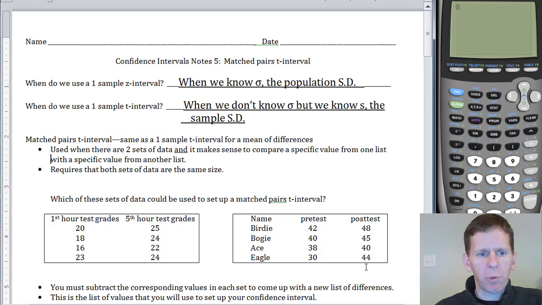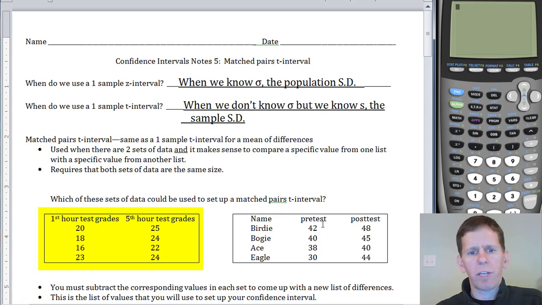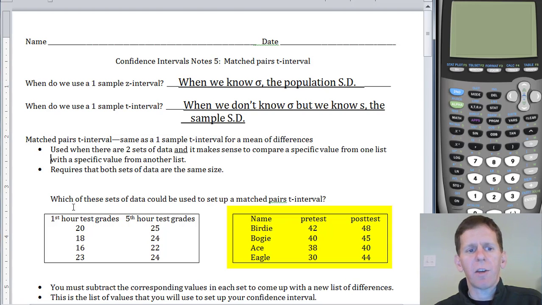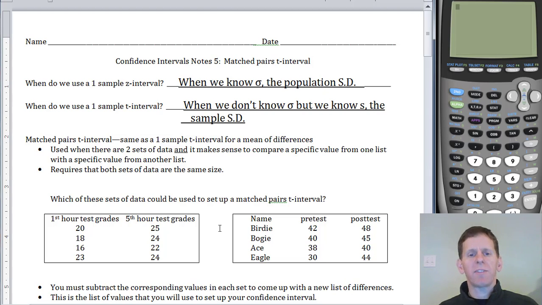One set of data deals with test scores from first hour and fifth hour, and the other situation deals with pre-test and post-test scores for 4 individuals. The question says which of these sets of data could be used to set up a matched pairs t-interval. Again, it should make sense to compare a specific value from one list with a specific value from another.